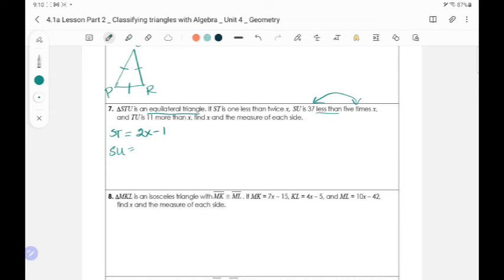37 less than 5 times x. 37 less than 5 times x. So I've got 5x minus 37. If you have to say it a bunch of times like I did, that's okay.